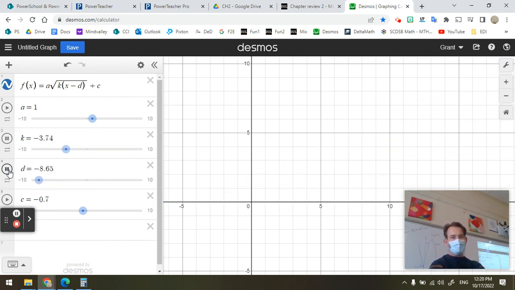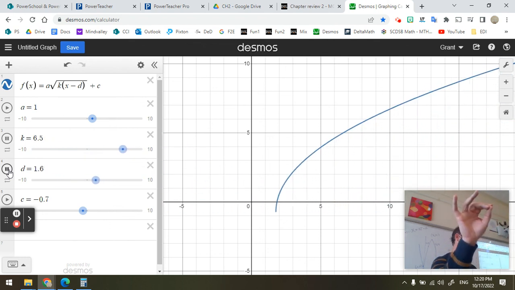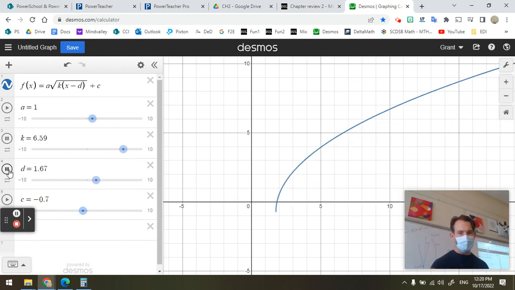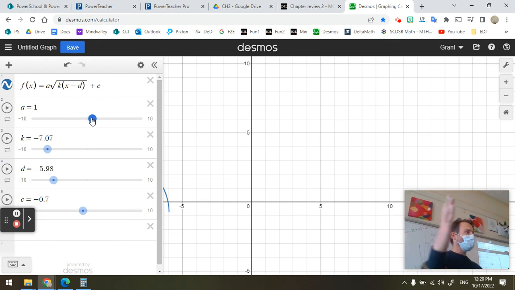Whoa! Is D like the X? Sorry? D is the amount that things have been shifted left and right. So we're not directly reading the x-intercept here, but it would move an x-intercept exactly that much. So A is stretching the y values and making the x values smaller. What's K doing? Compressing x values towards the y-axis. That's the exact same thing.